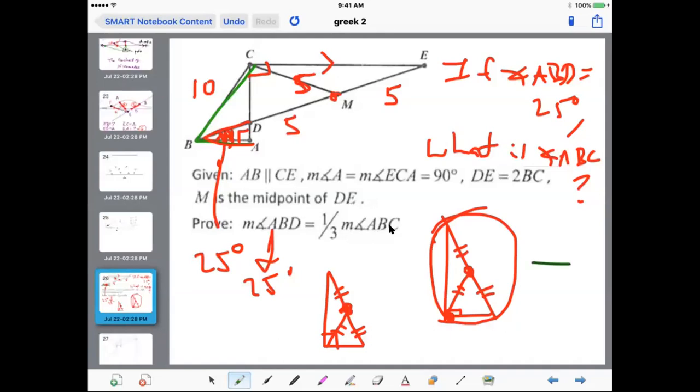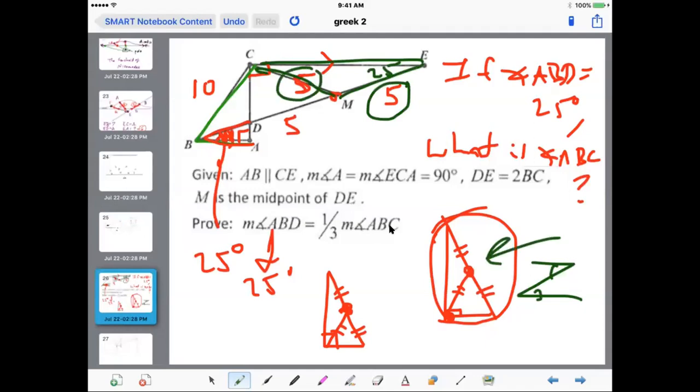Do you remember from geometry? It's like if it's the letter Z, they call those alternate interior angles. So that's 25 also. Well, you see this triangle here? That's an isosceles triangle. Why? Because this is 5 and this is 5 also. That's only true because of this theorem, that the median drawn to the hypotenuse is always half the hypotenuse. So that gives us another 25 over here.